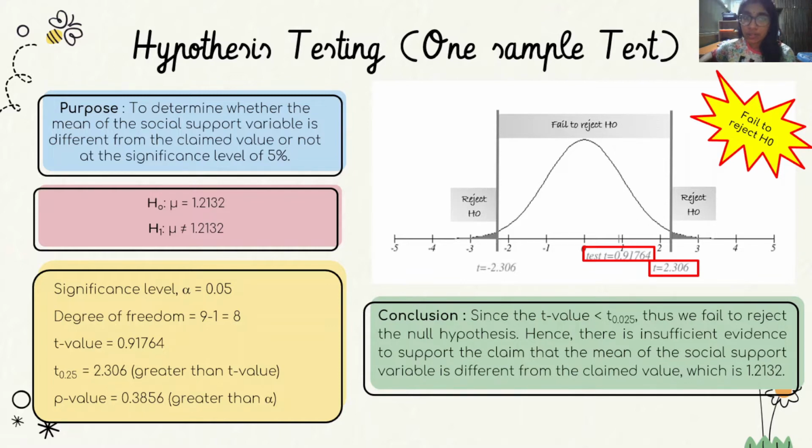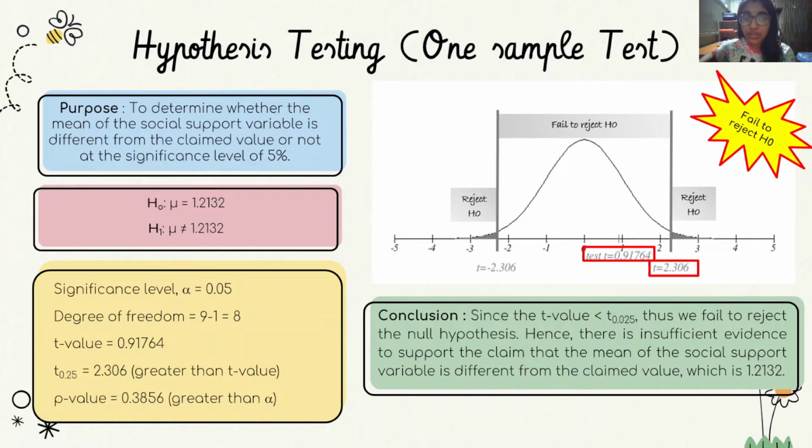The purpose of this testing is to determine whether the mean of the social support variable is different from the claimed value or not. For the null hypothesis, the mean is equal to 1.2132. For the alternative hypothesis, the mean is not equal to 1.2132. Throughout this testing, we have used a significance level of 0.05.